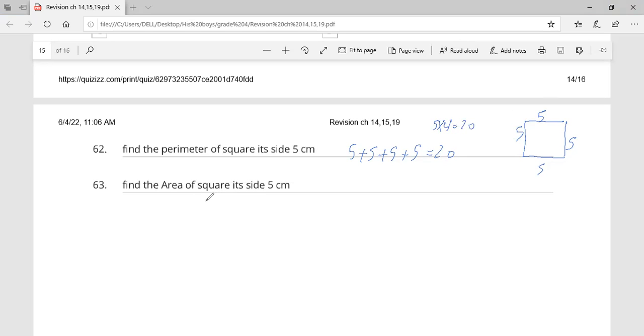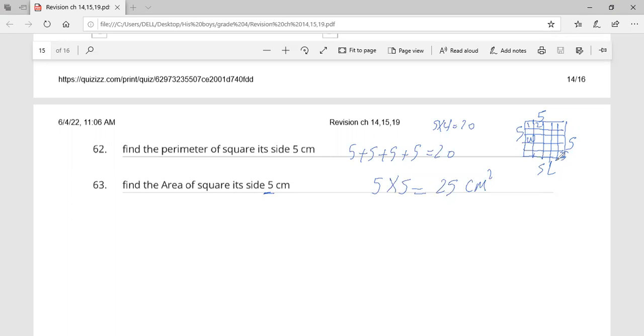Here is the area of a square. Find the area of the square. Its side is 5. The area depends on multiplication. And for the multiplication, don't say 5 multiplied by 5 multiplied by 5. Because here is the length and here is the width. 5 multiplied by 5 is 25 square centimeters. Because if you divide them like 1, 2, 3, 4, 5 like this, and 1, 2, 3, 4, 5 like this, if you count the small squares, we can find that it equals 25 like this.